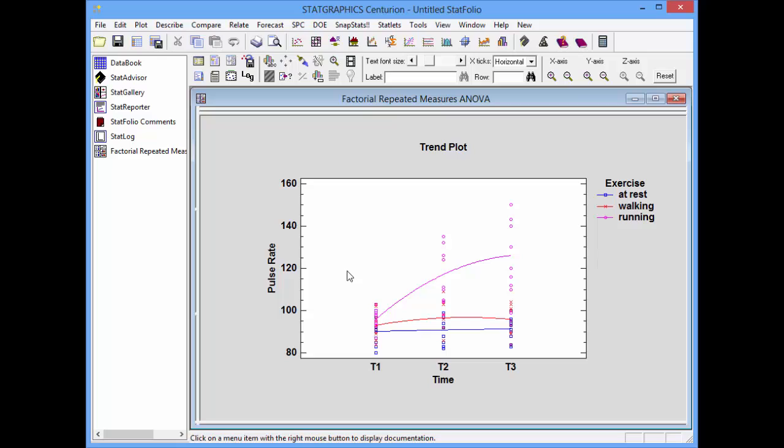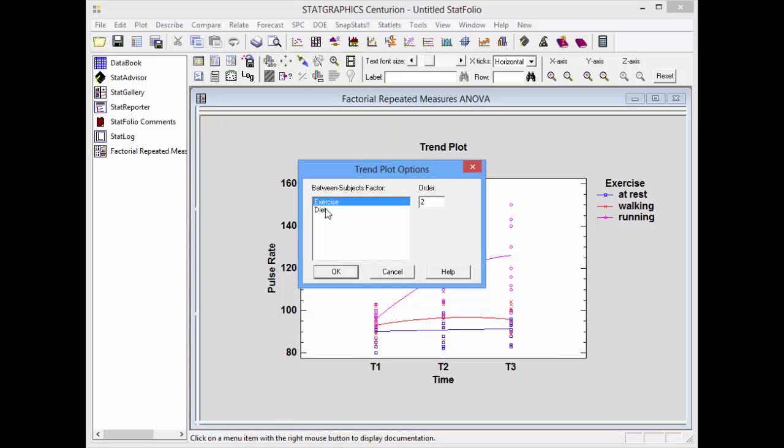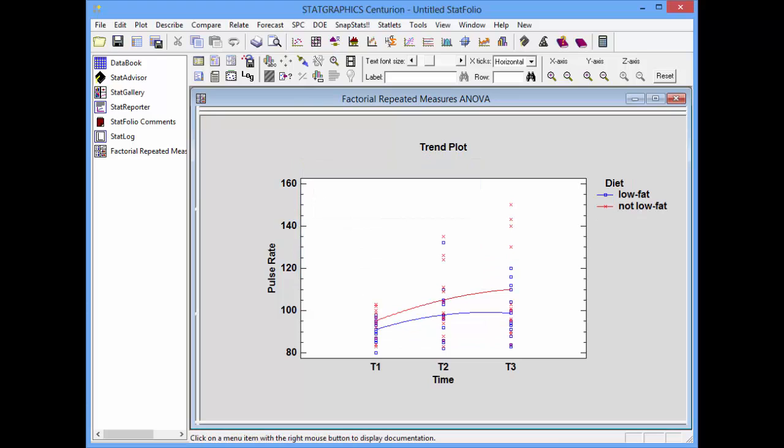You see here that there's not much change over time for either the at-rest subjects or the walkers. But the pulse rate does change substantially for the runners. To see the differences between the diets, I can also ask for a quadratic model to be fit for the two diets. And here you see that there is a growing difference between the low-fat dieters and the not low-fat dieters as the exercise time increases. The Factorial Repeated Measures ANOVA is a powerful tool for looking at experiments in which multiple measurements are made on the same subject.